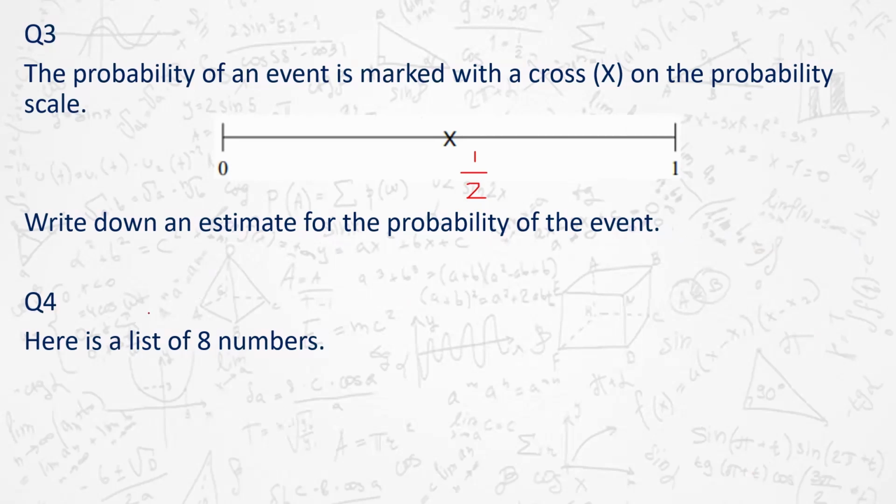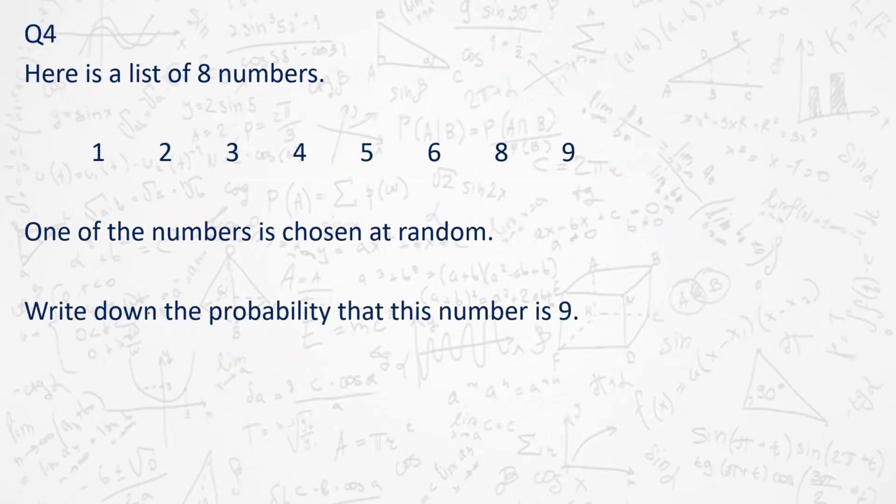Question 4. Okay, let's move on to the next slide. Here is a list of 8 numbers: 1, 2, 3, 4, 5, 6, 8, and 9. One of the numbers is chosen at random. Write down the probability that this number is 9. So we have 9 here out of 1, 2, 3, 4, 5, 6, 7, 8 numbers. Therefore, the probability that this number is 9 will be 1/8.